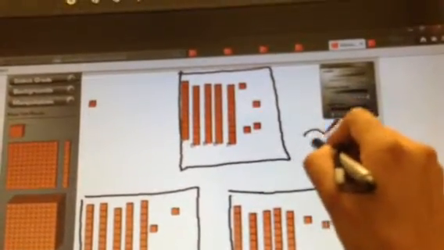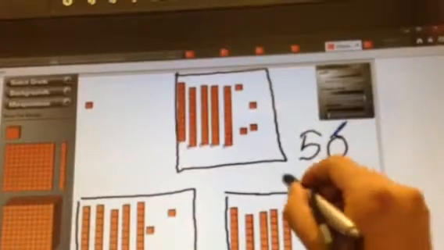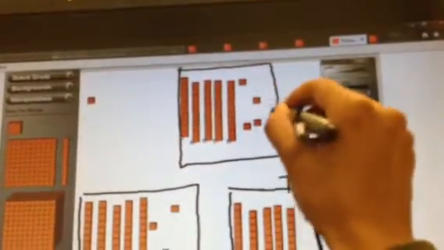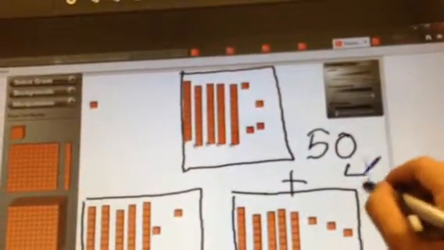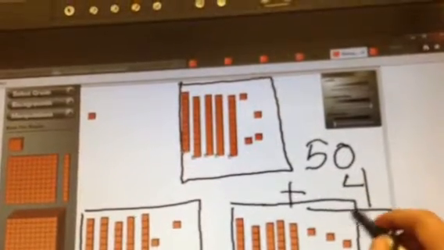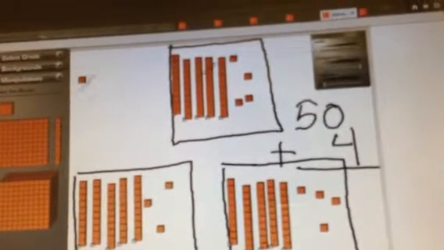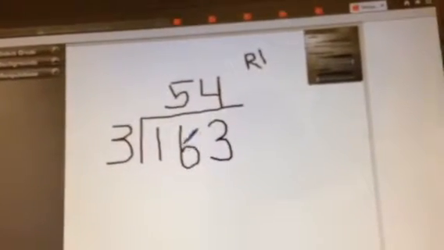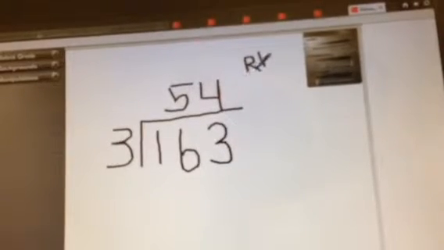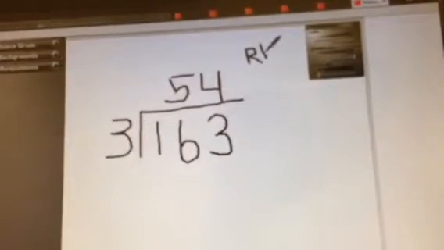That would be 50. And then we have 1, 2, 3, 4, plus 4 ones. And that would give us 54. So when we also have 1 remaining, our answer would be 54 remainder 1.